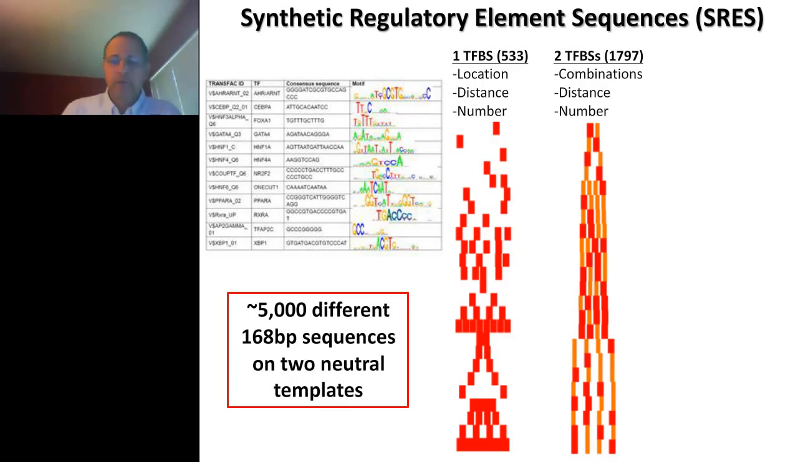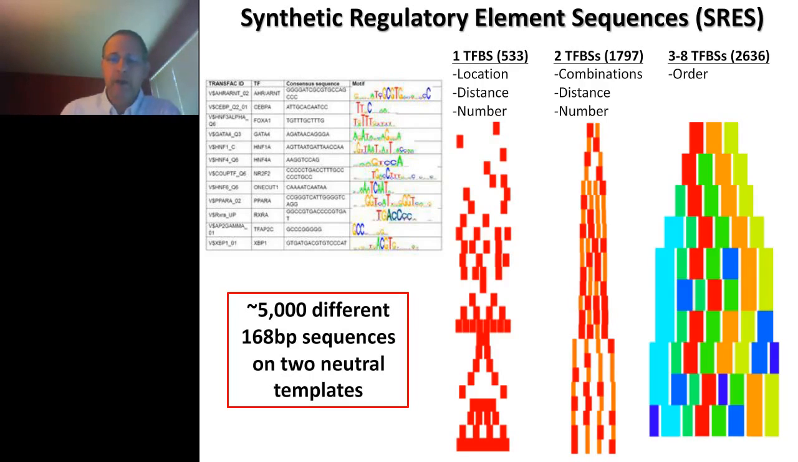In terms of playing around with order, a lot of our library was devoted to that. We can take, in this case, as you can see here, 3 different transcription factor binding sites, and we put them on the neutral template, and then all we do is we shuffle them like a deck of cards to see if order is important for their enhancer activity.